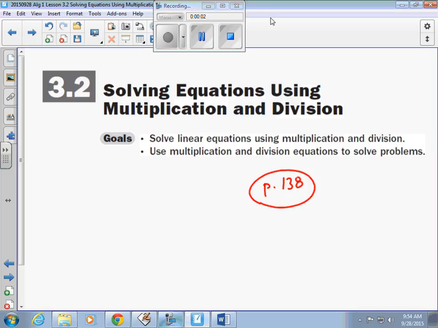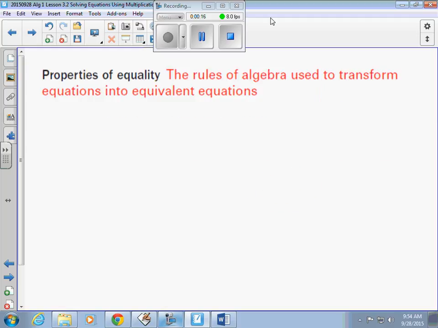This is Algebra 1, Lesson 3.2, solving equations using multiplication and division. Two goals: we're solving linear equations using multiplication and division, and we're using multiplication and division to solve problems. We have a few definitions to start.